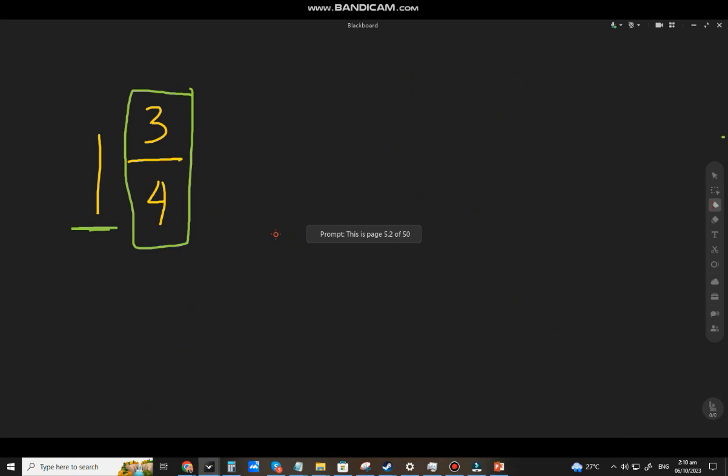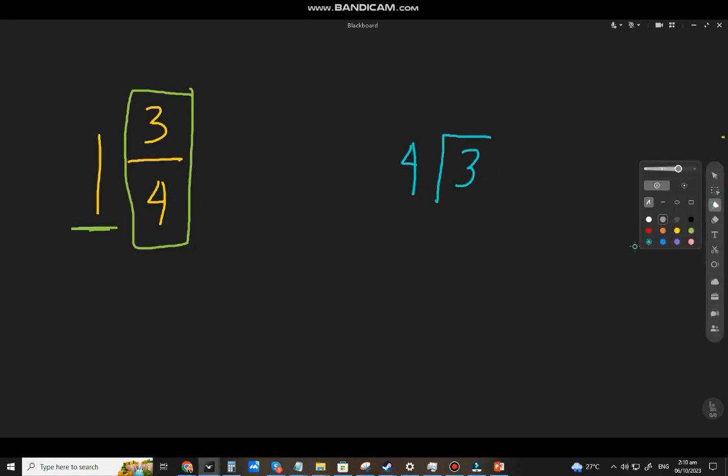Now, what if we have a mixed number? So you have 1 and 3/4. For this one, you just have to get the fraction first. Ignore the whole number. We will divide, we will do this. 3 divided by 4. So we know that 3 is lower than 4. Add another placeholder, decimal point here.